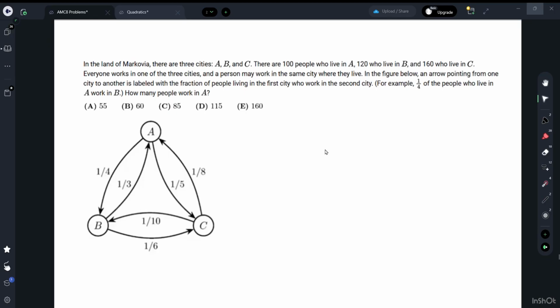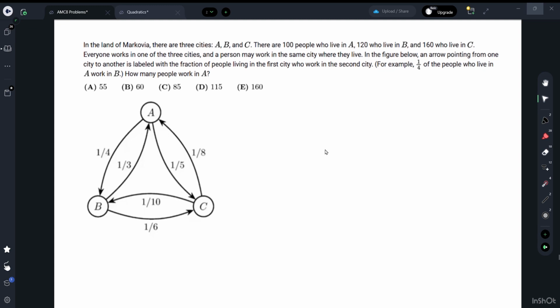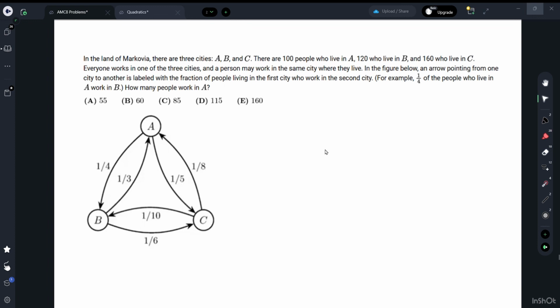Hey guys, today we'll be working on problem 17 of the new AMC8 2025. So in the land of Markovia, there are 3 cities, A, B, and C. There are 100 people who live in A, 120 people who live in B, and 160 who live in C. Everyone works in one of these 3 cities, and one person may work in the same city as they live in.